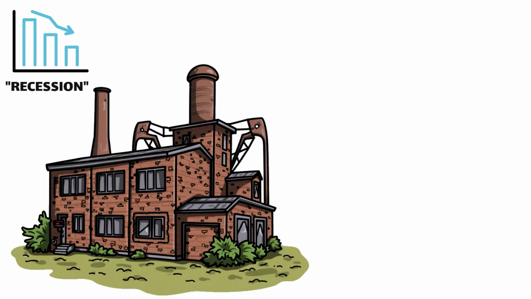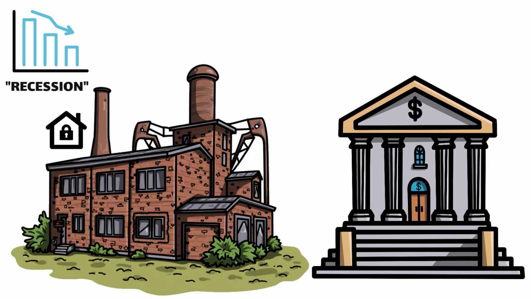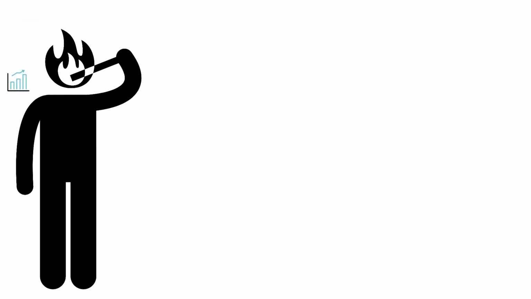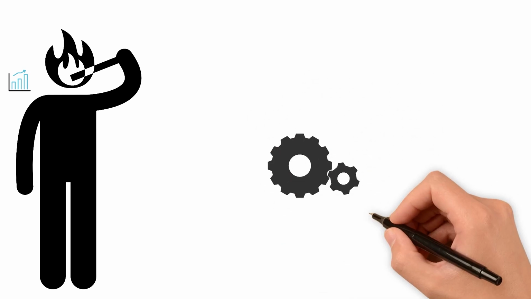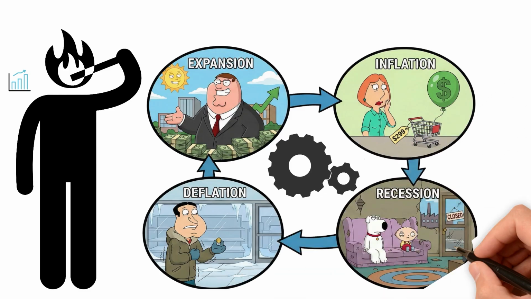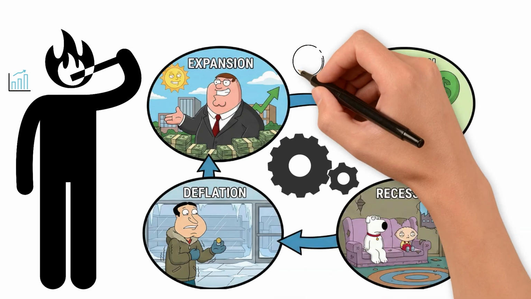If the recession becomes too severe and inflation is no longer a problem, the central bank will lower interest rates to encourage borrowing again. This reignites the expansion. It's a simple mechanical process. Expansion, inflation, recession, deflation.